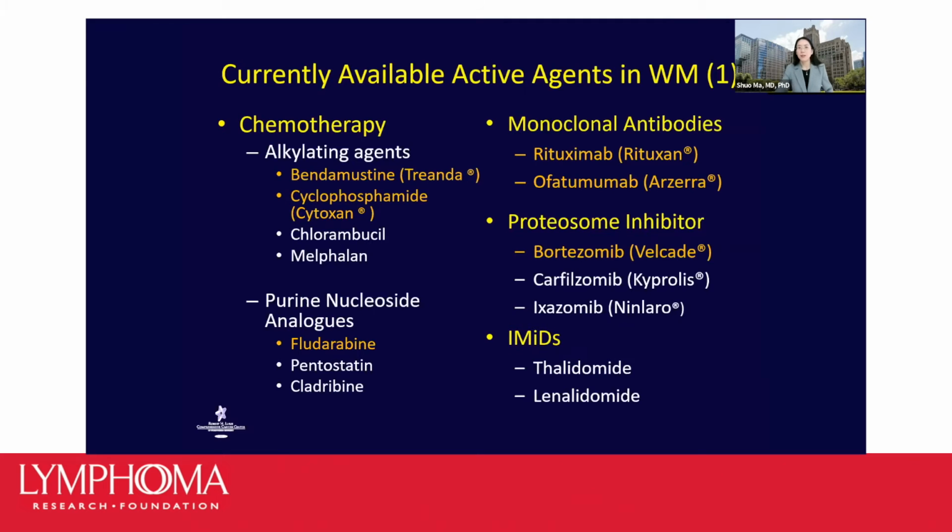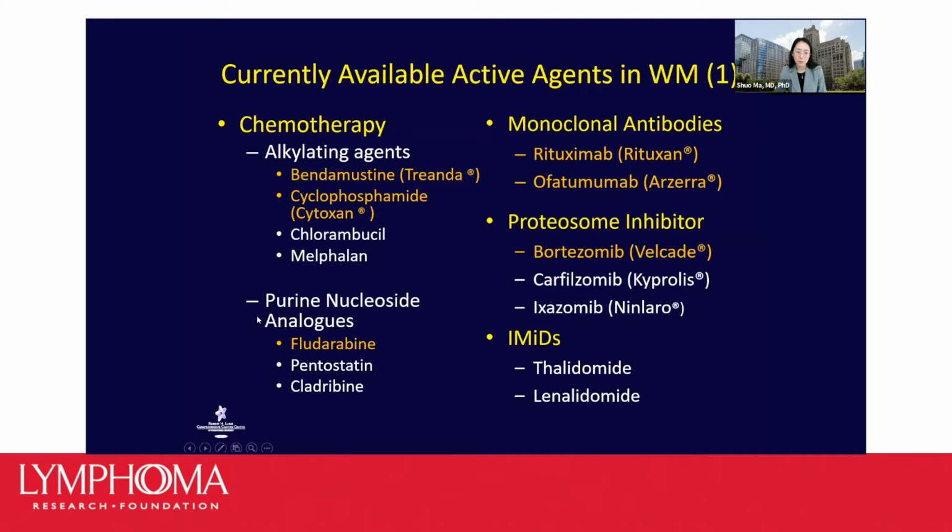Okay, so now let's look into the treatments that are available. There are several categories of treatments available. We have conventional treatments, which include chemotherapy. There are two classes of chemotherapies. One is called alkylating agents. Primarily, the two agents that are most commonly used are bendamustine and cyclophosphamide, or Cytoxan.